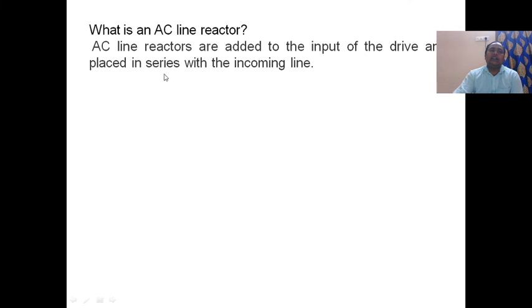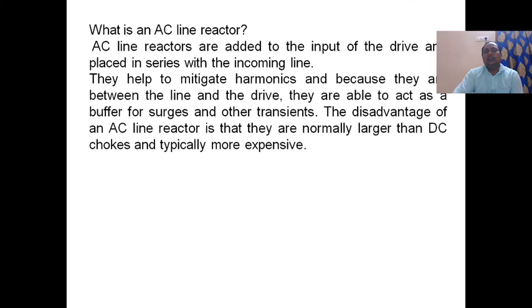What is an AC line reactor? AC line reactors are added to the input of the drive and placed in series with the incoming line. The line reactor always opposes the changes in current. If a short circuit current occurs, that is also always opposed by the reactor. This acts as a protective device element also. They help to mitigate harmonics, and because they are between the line and the drive, they are able to act as a buffer for surges and other transients. The disadvantage of AC line reactor is that they are normally larger than DC choke and typically more expensive.